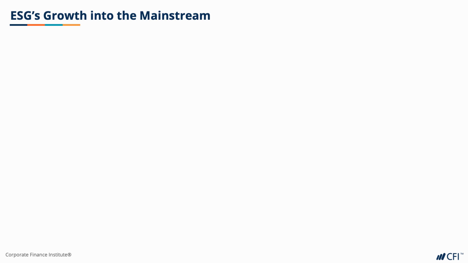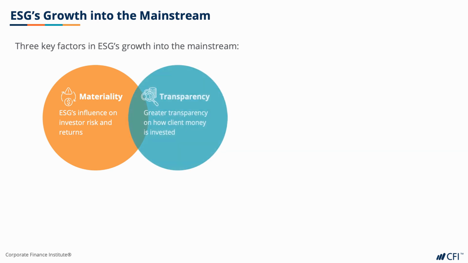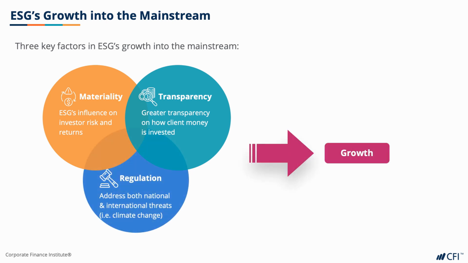What are the forces behind ESG becoming a mainstream business concept? The growth of ESG is due to three factors. These are materiality, the growing recognition by investors and academic researchers that ESG influences investor risk and returns. Another reason is client demand for greater transparency around how their money's invested. Lastly, regulation has played a key role, especially after the 2008 financial crisis.